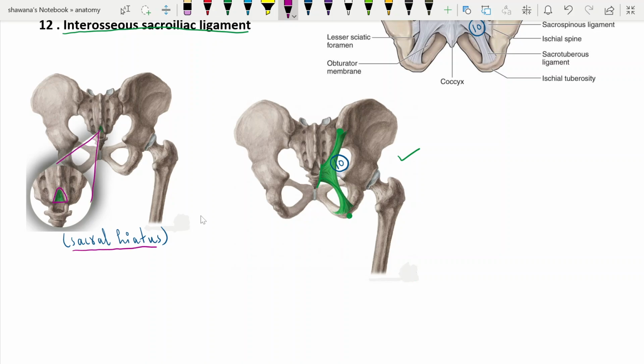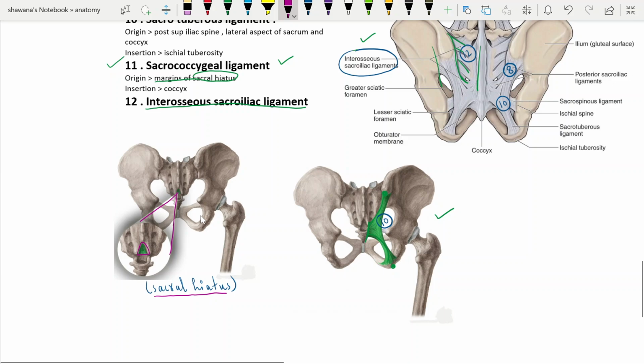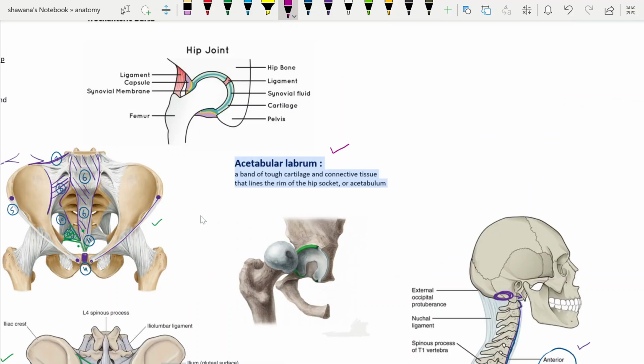The other part I want to mention is the acetabular labrum. The acetabular labrum is a band of connective tissue, and it lines the rim of the hip ball and socket joint. In the purple color, I am highlighting it. It is the acetabular labrum, and it is also a kind of cartilage, a ligamentary structure.